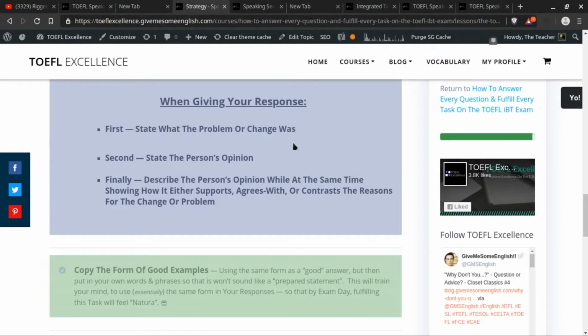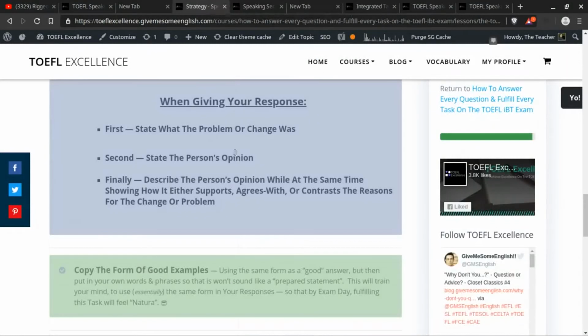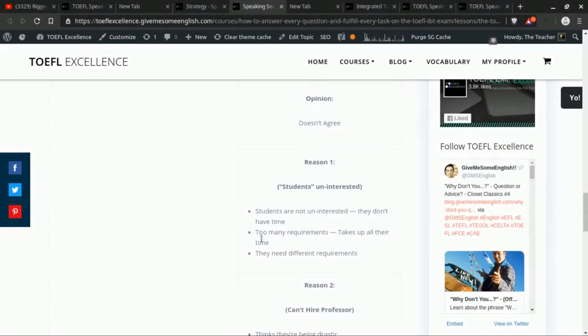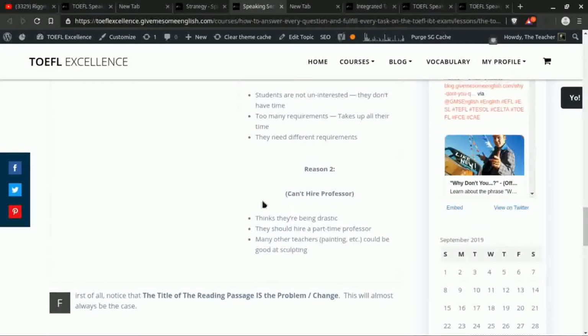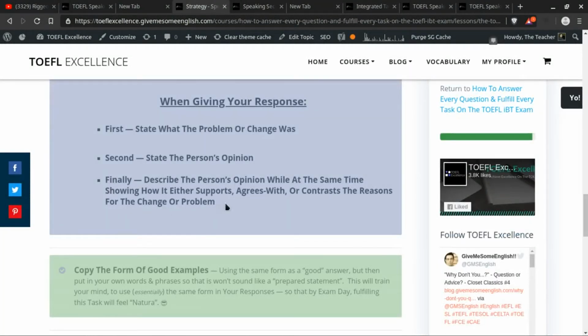So state the problem or the change, and then you have to make sure that you state the person's opinion. You don't have to state it immediately right away when talking about it, but you have to make it absolutely clear what the person's opinion is, because that's one of the most important parts of this task. Now, as I state here, you can describe the person's opinion at the same time that you are showing how it either supports or agrees with. You know, you could say, she doesn't like this idea because even though they said this, she also brought up this idea. Or she doesn't agree with this idea because, as she stated here, she says this. So you don't actually have to say her opinion is bad. You just have to make it clear in what you're saying what the opinion is.